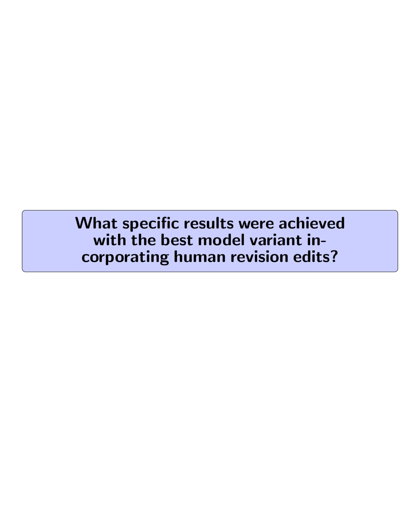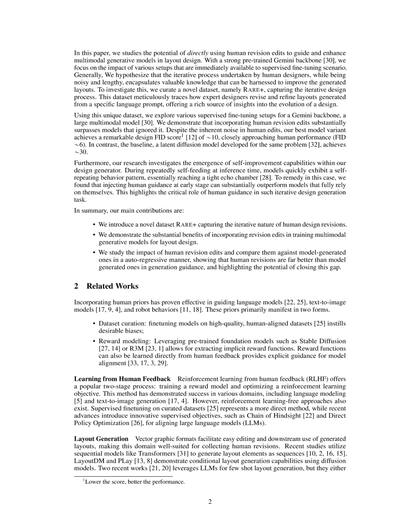What specific results were achieved with the best model variant incorporating human revision edits? The best model variant that incorporated human revision edits achieved a remarkable design FID score of approximately 10, closely approaching human performance, which was around 6. This model variant substantially surpassed other models that ignored human revision edits, such as the baseline latent diffusion model, that achieved a FID score of around 30.